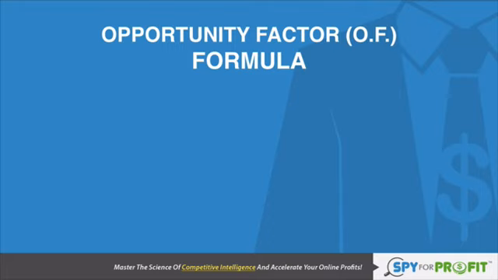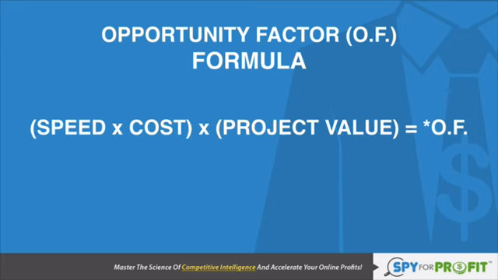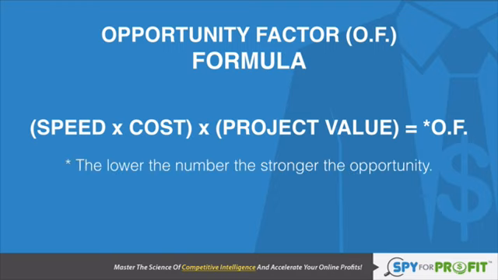And so when we go through this whole process that you're going to learn on how to use these tools, how to evaluate competitors, how to evaluate what's going on in different markets, you'll learn to assign this number value, which is something I just created from my own experience as far as whether it's worth going after or not. So the formula for generating an opportunity factor is, and I'll explain this all, speed times cost times project value equals this opportunity factor number. And as you see the asterisk there, the lower the number, the stronger the opportunity.